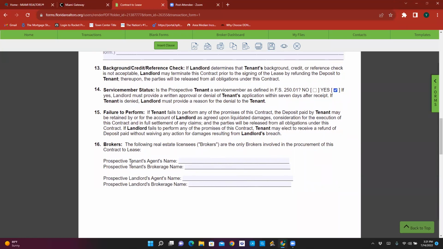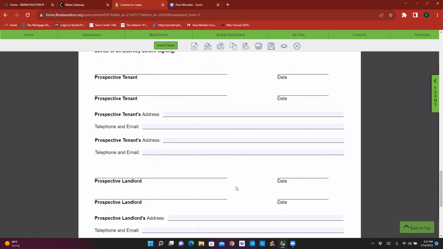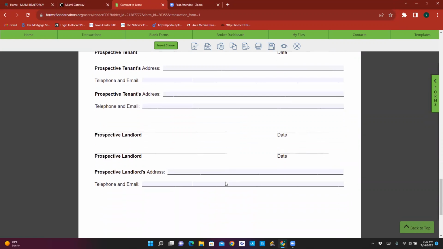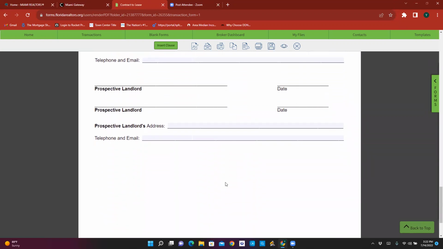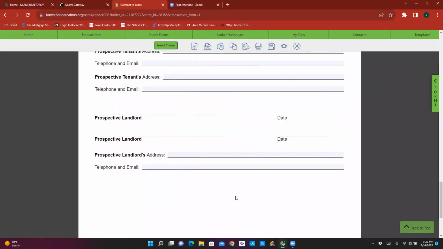Section 16, you would fill out the prospective tenant's agent's name and their brokerage, and the prospective landlord's agent's name and their brokerage. The last page is basically for signatures, telephone, email addresses, and home addresses. I do not place any, whether I'm representing the tenant or the landlord, I do not put their address here, nor their telephone number. Yes, sometimes the email address will populate with the file, but that's as far as that goes.